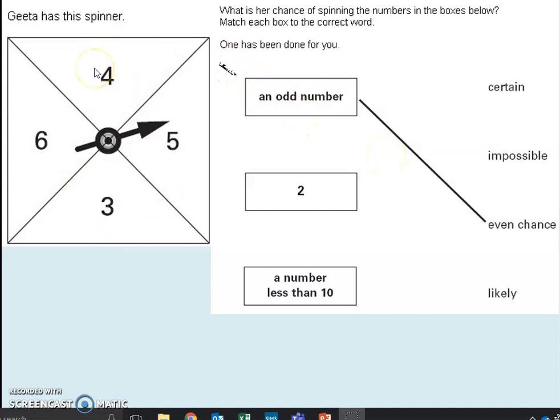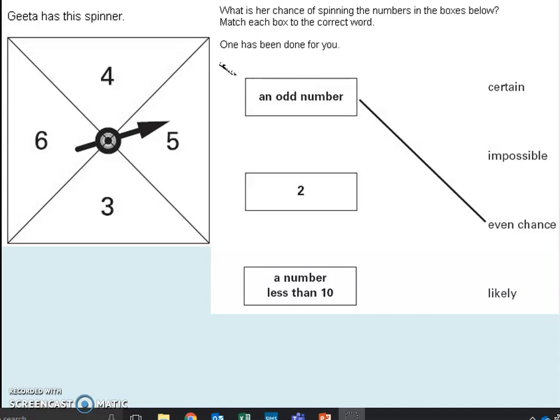Let us consider this example. Geeta has this spinner with numbers 3, 4, 5 and 6. What is her chance of spinning the numbers in the boxes below? An odd number. Which are the numbers that Geeta's spinner have? 3, 4, 5, 6. There are 4 numbers. After this, which are odd numbers? The odd numbers are 3 and 5. How many odd numbers are there? 2. So out of 4, 2 numbers are odd numbers. That is, 2 out of 4 is the chance that an odd number can happen.